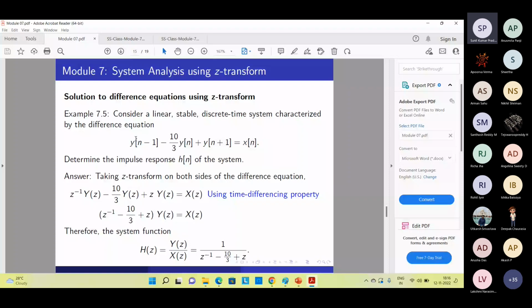After using the time shifting property of the Z transform, we find that z inverse minus 10 by 3 plus z, times Y of z, is equal to X of z. After that we can find H of z is equal to Y of z divided by X of z. So if we find the ratio, then your H of z gives rise to this value.